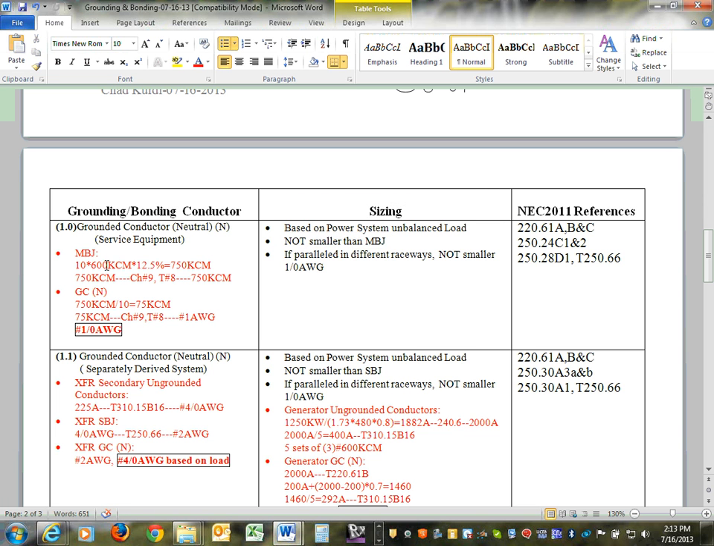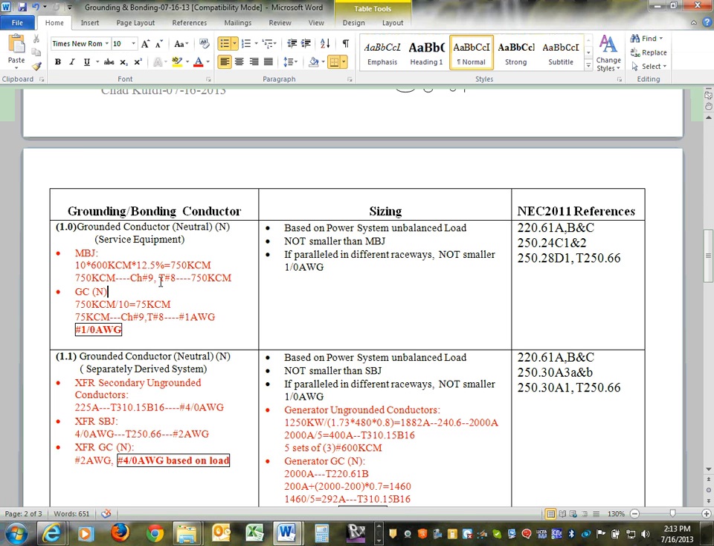So here's my main bonding jumper. I carried 600 kcmil for the service, right? 600 with 10 runs, based on 250.28(D)(1). It tells you if you are higher than 1100 kcmil, then you have to take the number of runs, which is 10, multiplied by the conductor size you're running for the 4000 amp switchgear, 600 kcmil, multiplied by 12.5%. That will give you 750 kcmil. That's your neutral size.